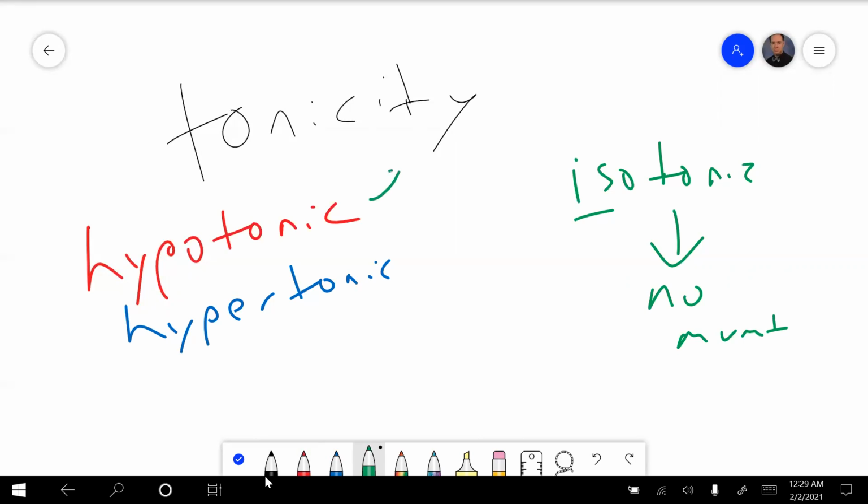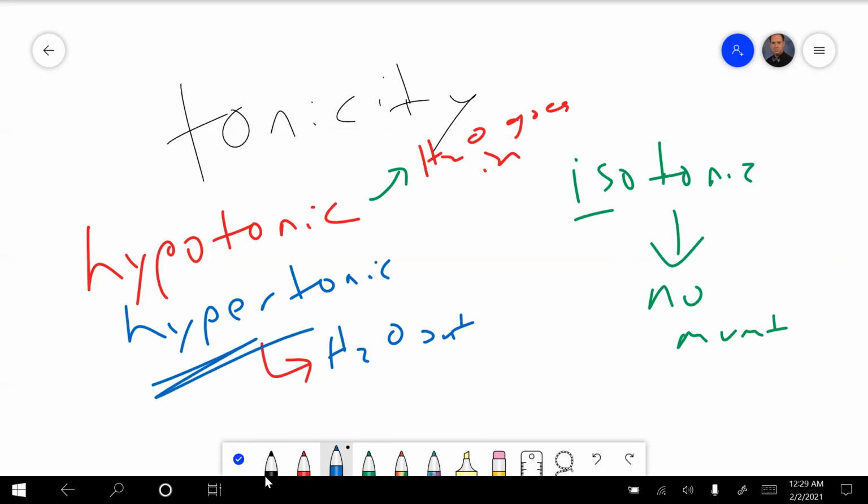Put a cell in a hypotonic solution. Water goes in. In a hypertonic solution, water goes out. The cell shrivels up. Think about putting salt on a snail. Salt on a snail, that's hypertonic. The water leaves the snail.